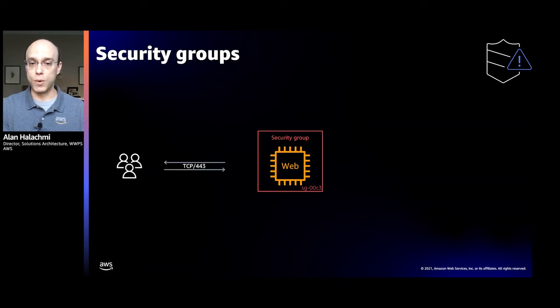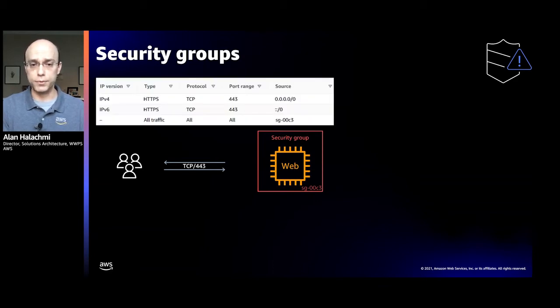Users want to access your web server using HTTPS over TCP port 443. You set the inbound security group rules for your web server security group to allow the HTTP traffic from all sources. Bidirectional traffic can now flow to the web server. However, your web server also requires backend database access to Amazon RDS Aurora over TCP port 3306.